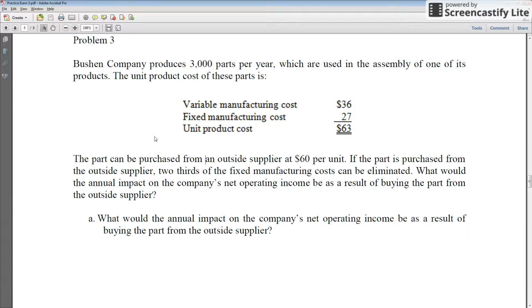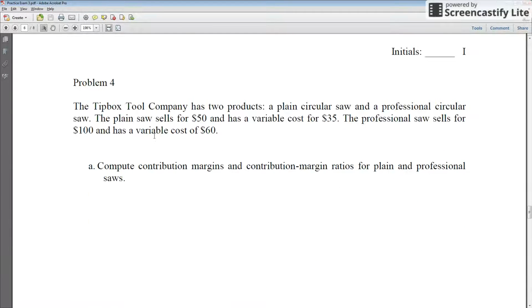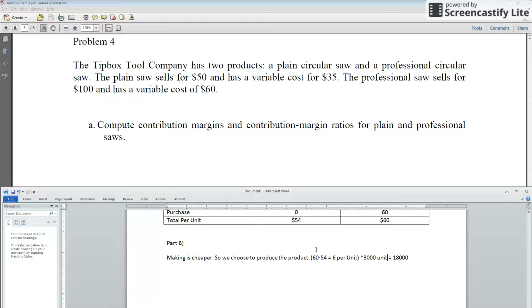Now for question 4. We have the Tipbox Tool Company, which has two different products, and they want to compute the contribution margin and contribution margin ratio for them.